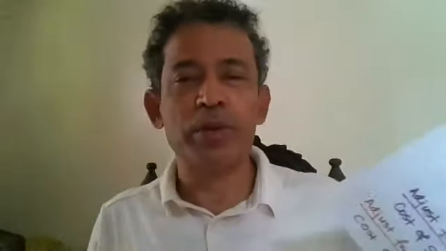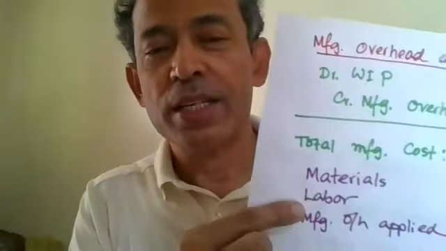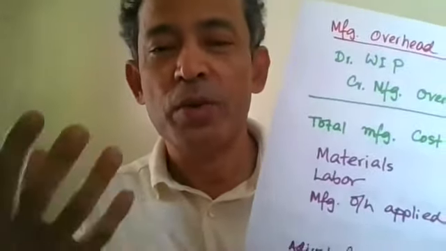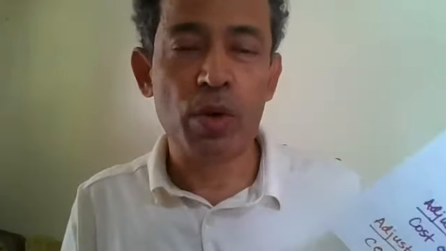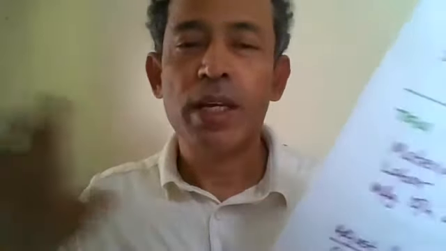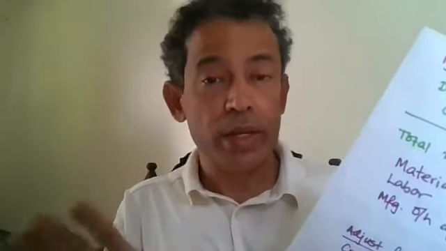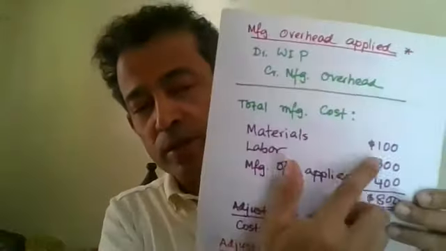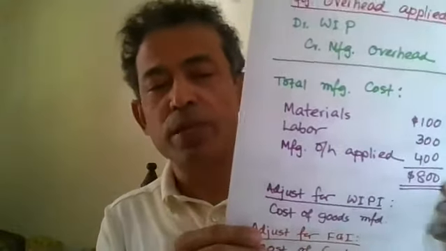Now we are ready to calculate total manufacturing cost. So our total manufacturing cost, as I said, is basically a collection of work in process accounts. We're not doing the beginning and ending work in process adjustment yet, but just the three basic elements: direct material, direct labor, and applied manufacturing overhead. Remember, applied, not incurred. So materials, for example, $100, labor, $300, and manufacturing overhead applied of $400. So that gives us $800 of total manufacturing cost.